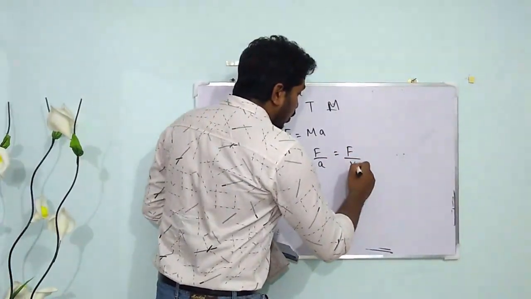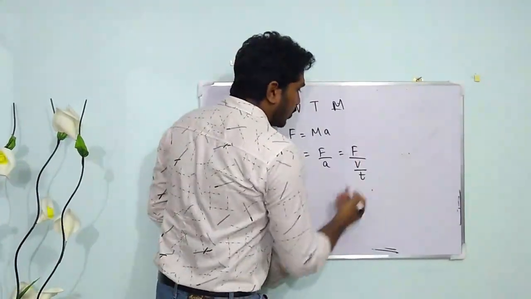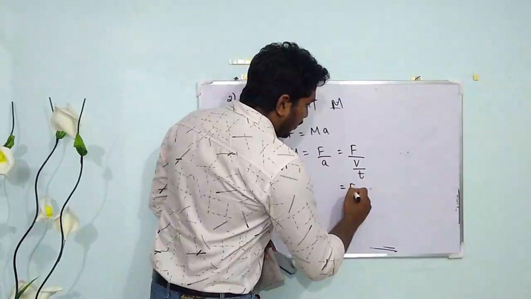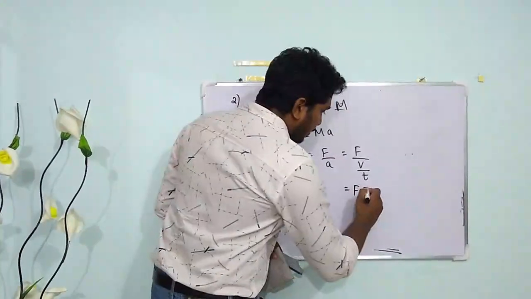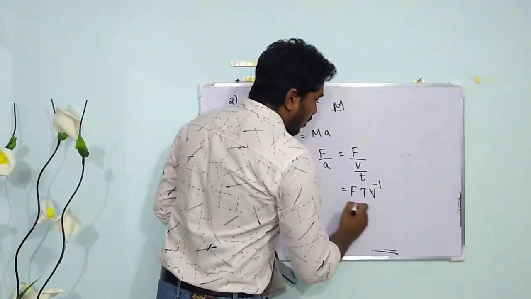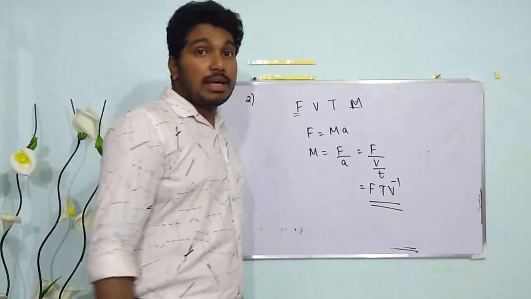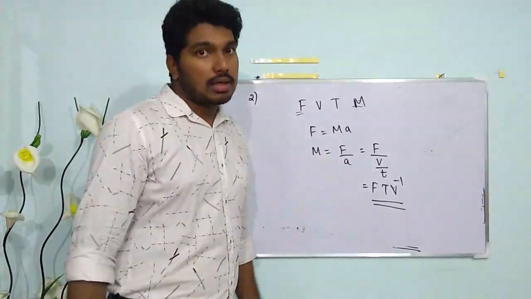m is equal to F by v by t. Right? So now look here, t goes to the numerator. This will be F, t goes over here. And what is the dimensional formula of t? T. So v comes to the numerator again, becomes v minus 1. So F v minus 1 t, which is the same answer that we obtained earlier, right?